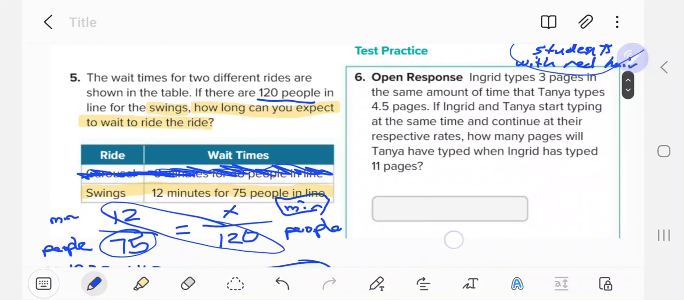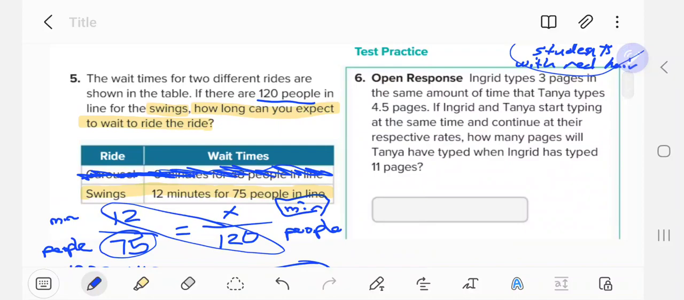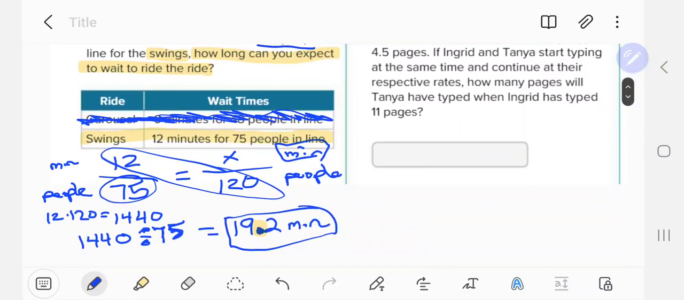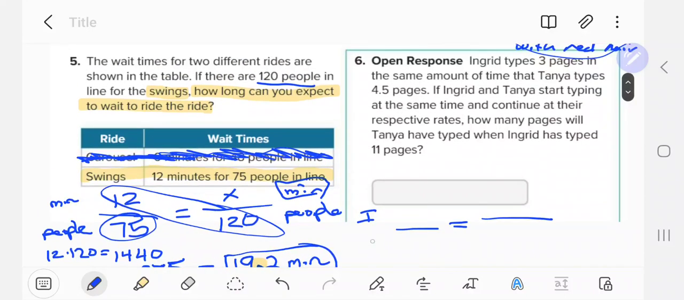All right. Next one: Ingrid types 3 pages in the same amount of time that Tanya types 4.5 pages. If Ingrid and Tanya start typing at the same time and continue at their respective rates, how many pages will Tanya have typed when Ingrid has typed 11 pages? So it looks like we're comparing Ingrid to Tanya and how fast they can type. So if we put Ingrid's typing, how many pages she can type, up top, then we'll put Tanya at the bottom. It says Ingrid types 3 pages, so we'll put that there. At the same time, Tanya types 4.5 pages.